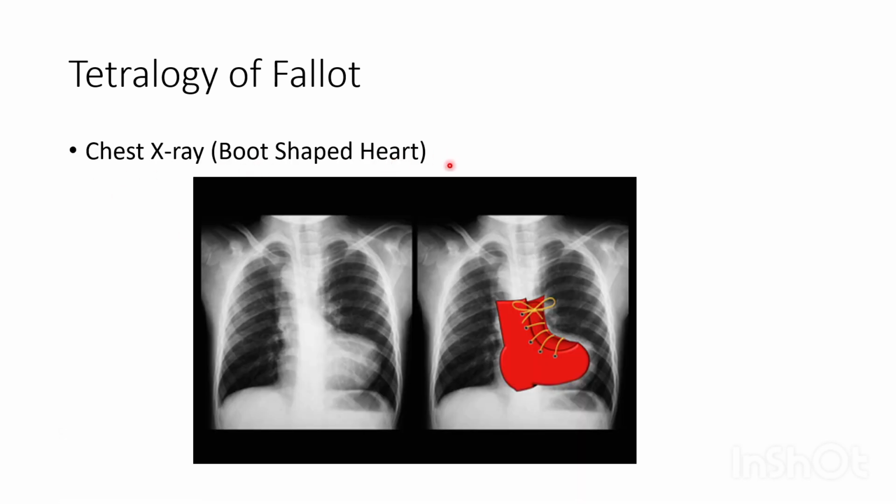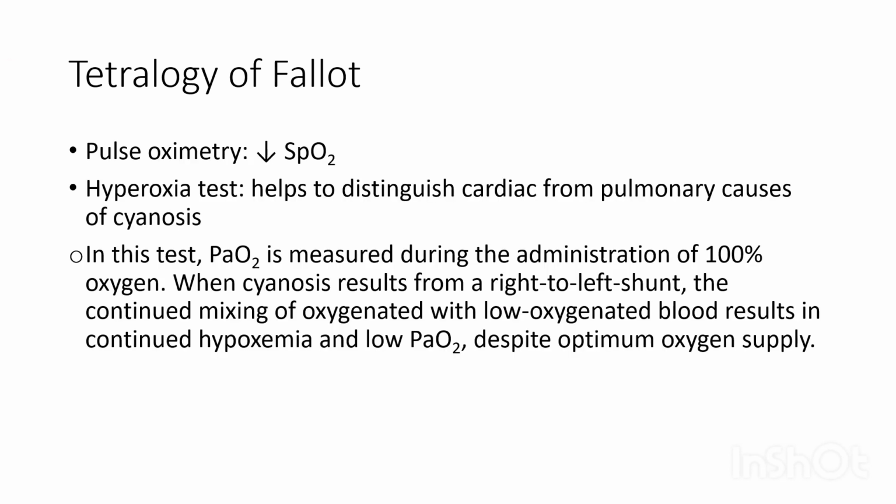Chest X-ray: boot-shaped heart. Here is the boot-shaped heart due to right ventricular hypertrophy. As blood is bypassing the pulmonary circulation and directly entering the systemic circulation, there will be low oxygen saturation on pulse oximetry. Hyperoxia test helps to distinguish cardiac from pulmonary causes of cyanosis. In this test, partial pressure of oxygen is measured during the administration of 100% oxygen. When cyanosis results from a right to left shunt, the continued mixing of oxygenated with low oxygenated blood results in continued hypoxemia and low partial pressure of oxygen despite optimum oxygen supply.